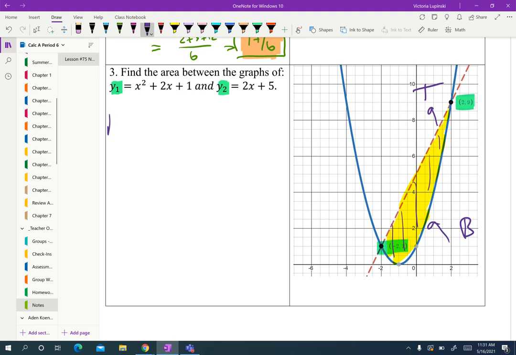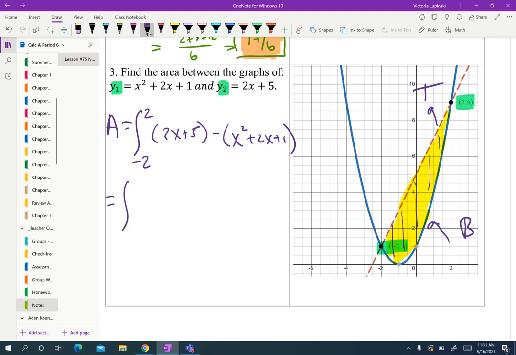So you're going to go ahead and set up your area as the integration. And again, it's from the starting x to the ending x, so that would be from -2 to 2. You're going to do the top curve, which is the line, 2x plus 5, minus the bottom curve, which is the quadratic, x squared plus 2x plus 1.